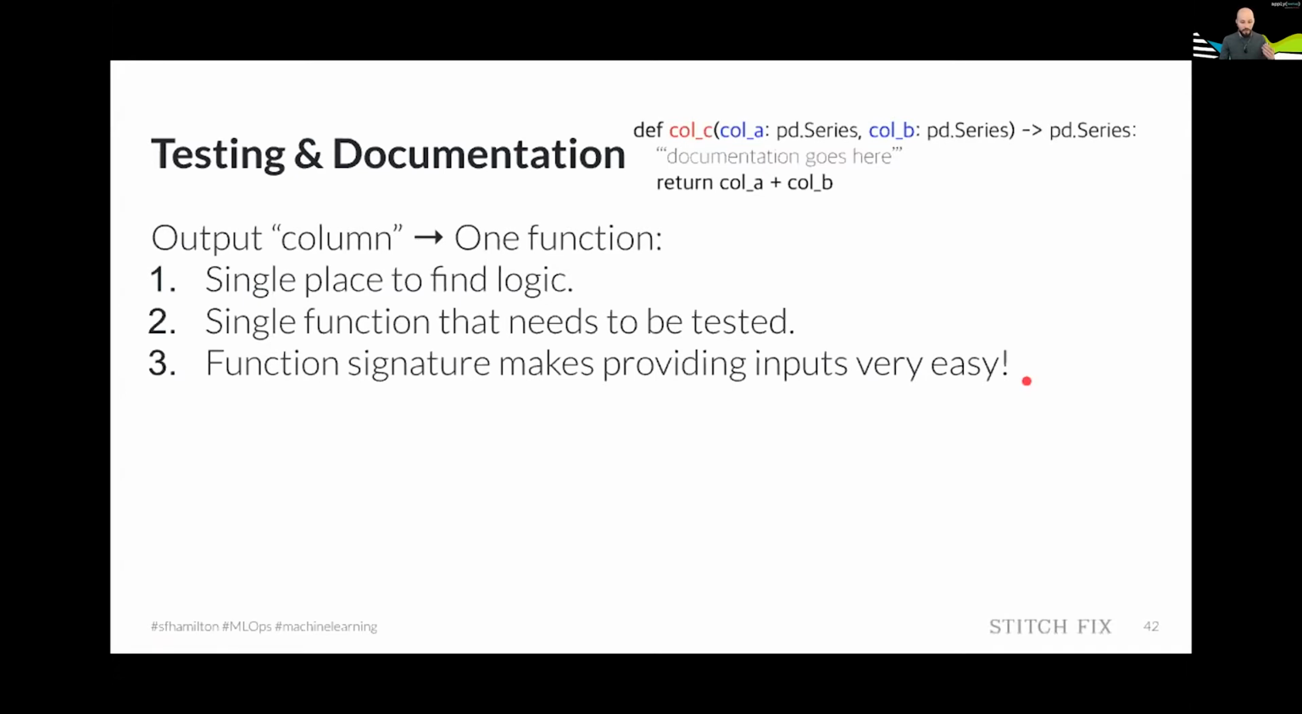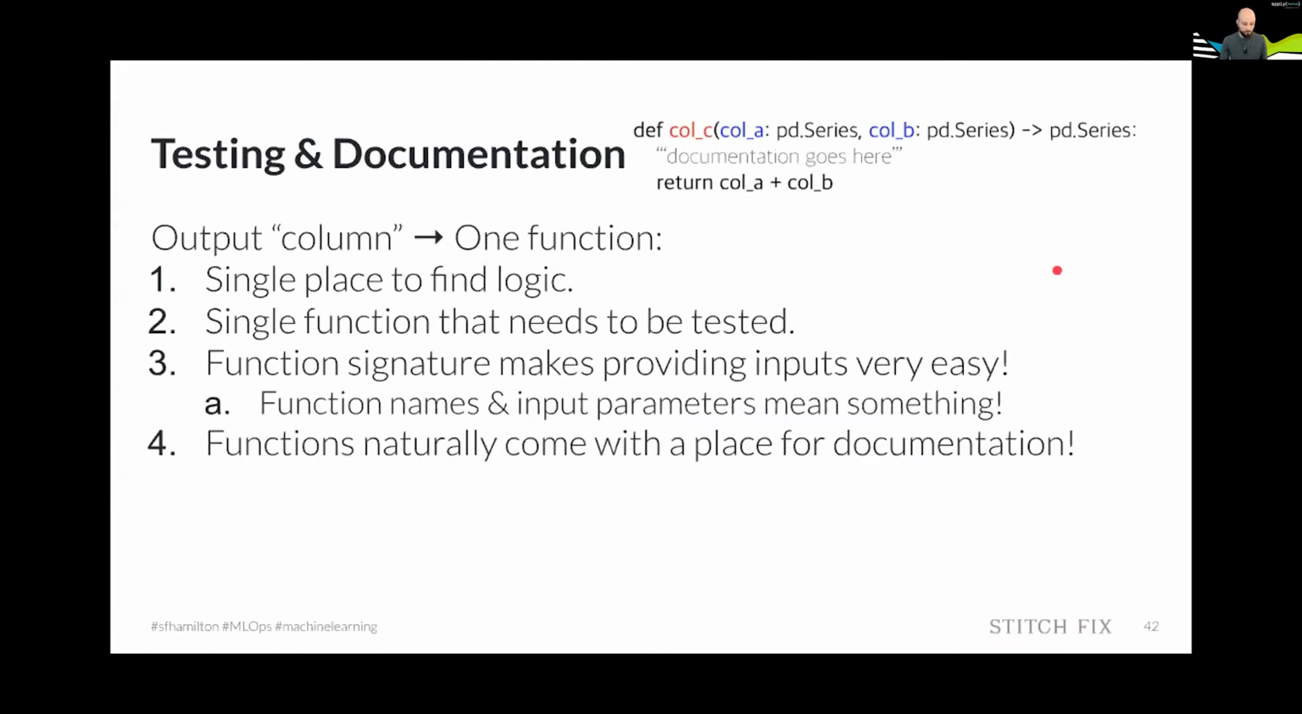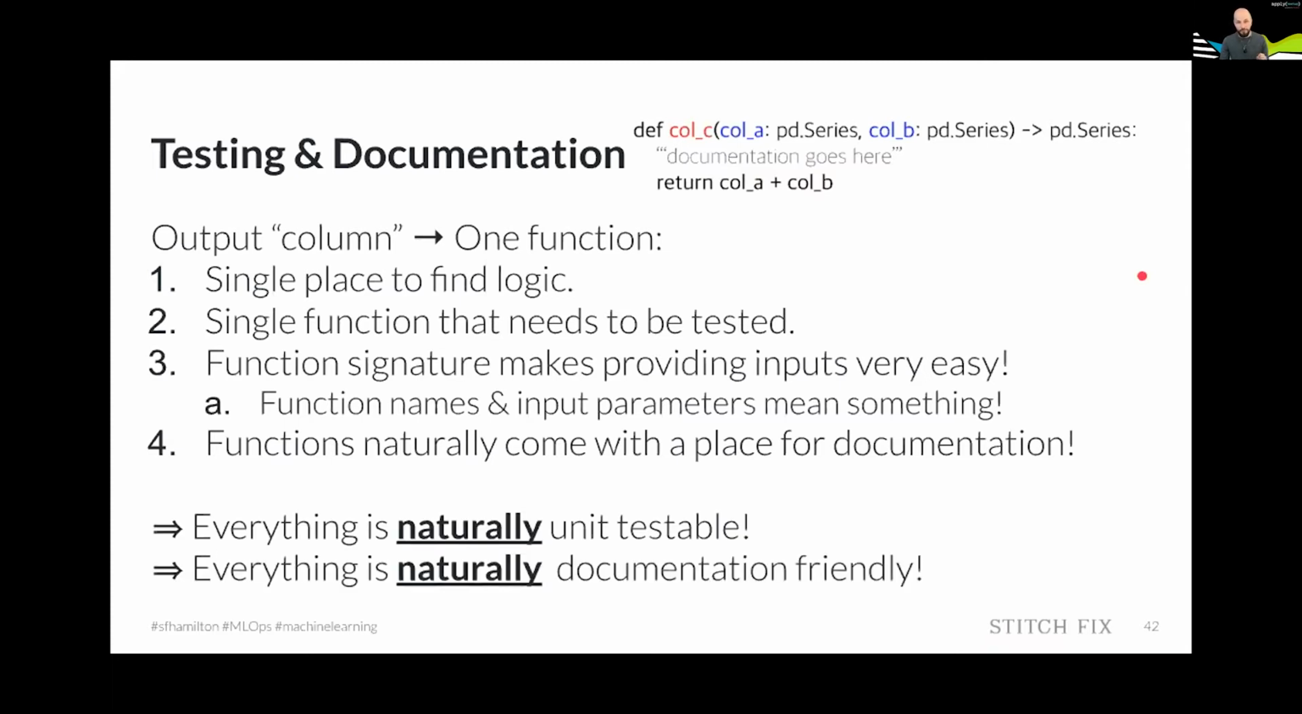And then the function signature makes providing inputs very easy, so creating unit tests is very easy. Because of the way Hamilton operates, it forces function names and input parameters that mean something, so code should be legible and readable to anyone. And because we're using a function, you can reuse the function docstring as a natural place for documentation. So everything is naturally unit testable and documentation friendly. Hard to say that of many code bases.